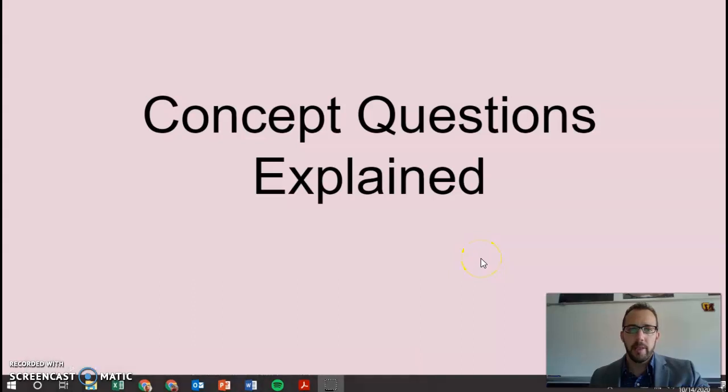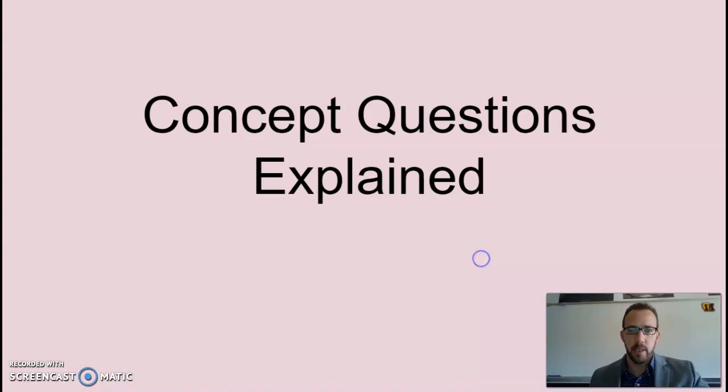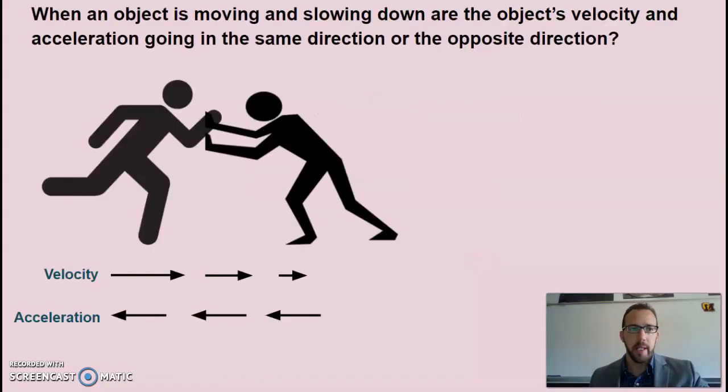We're going to take a look at the answers to the concept questions for the kinematics section. The first question asked, if an object is moving but slowing down, what do we know about the acceleration and the velocity of those two objects? We know that they're going to be in the opposite direction.